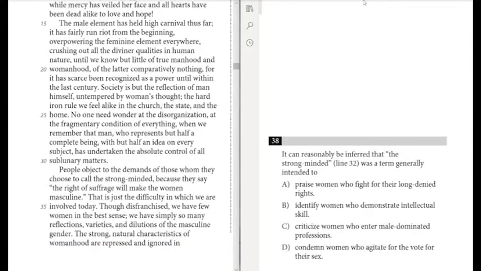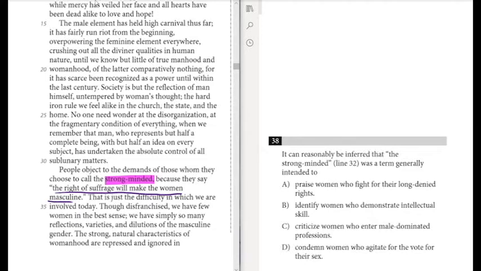Question 38. It can reasonably be inferred that the strong-minded, line 32, was a term generally intended to do what? The phrase strong-minded is right here, and let's read a little bit around it to find out the purpose of that phrase. People object to the demands of those whom they choose to call the strong-minded because they say the right of suffrage will make women masculine. So far, strong-minded is talking about women who want suffrage.